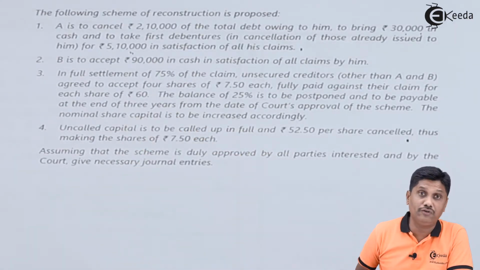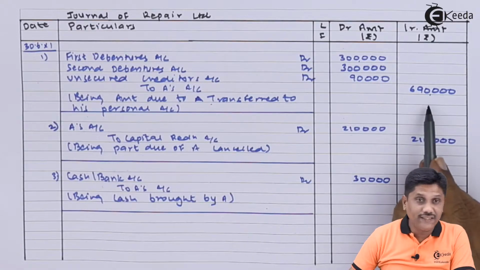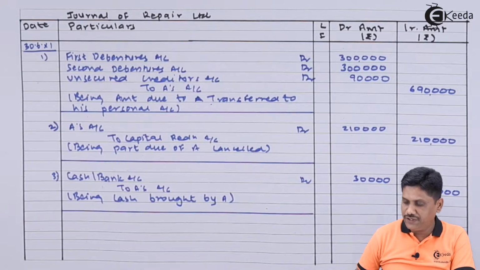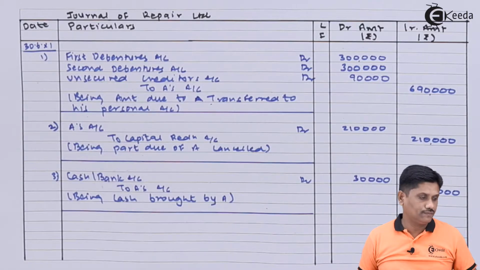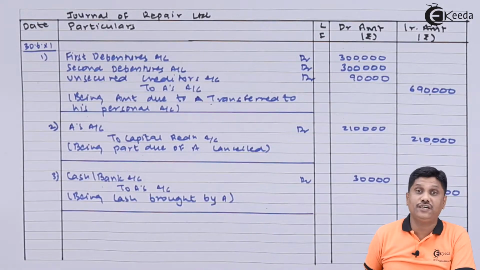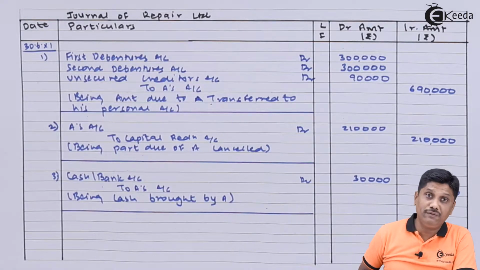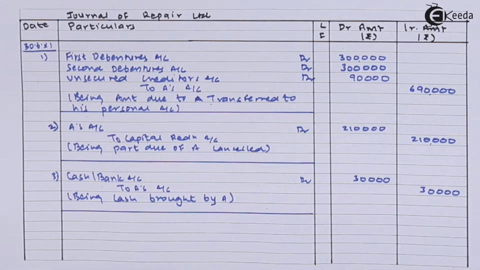Let us see how much amount is due to A first. Friends, you can notice 6,90,000 is credited, 30,000 is also credited to A and debit is given only 2,10,000. Let us find out the net amount. Net amount payable to A is 5,10,000 and now we are discharging this with the help of new first debenture. So our entry will be A's account debit to new first debentures account.